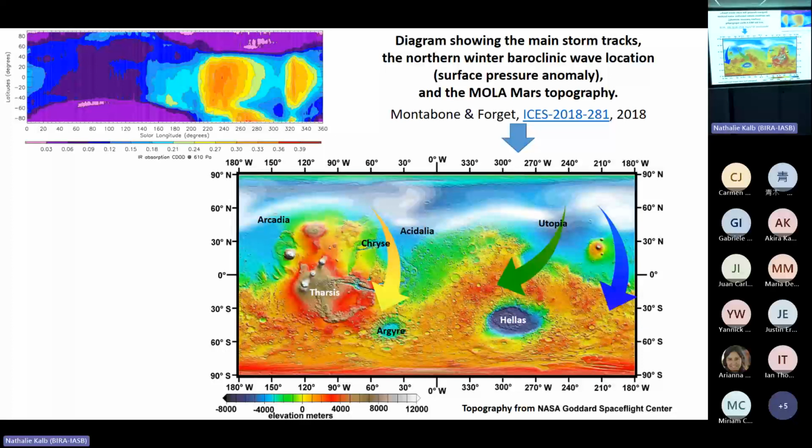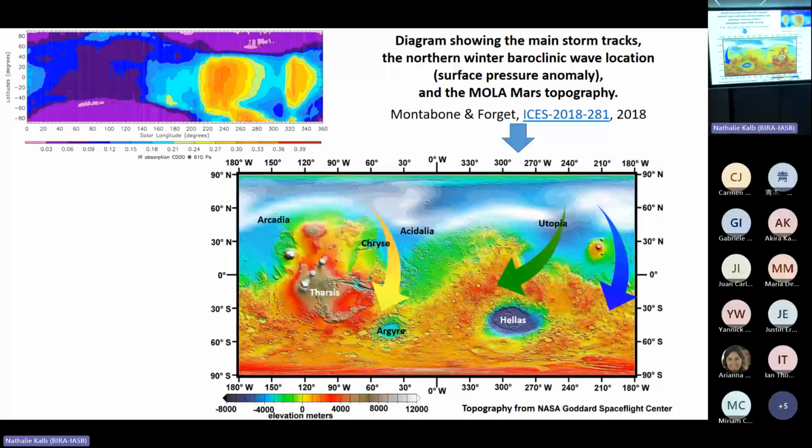In particular, here I'm showing surface pressure anomaly. So you have low pressure, high pressure anomalies. These are linked to wind gradients. And of course, when you have wind gradients, you have wind stress, you have the engine that can lift dust from the surface.